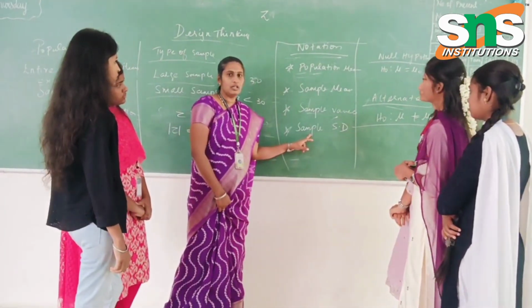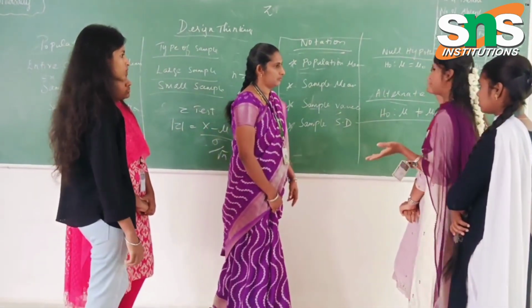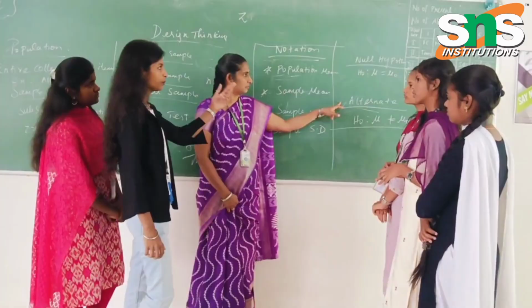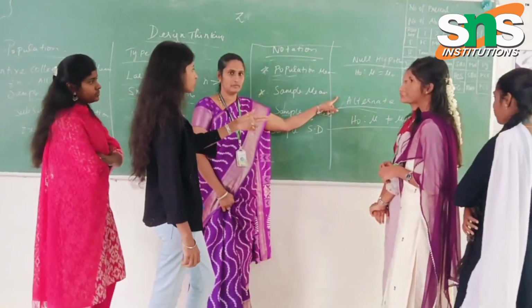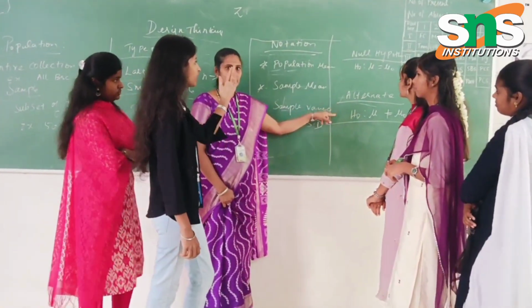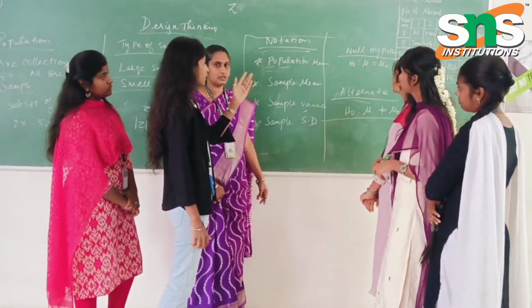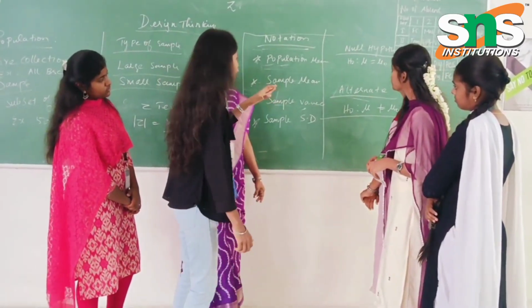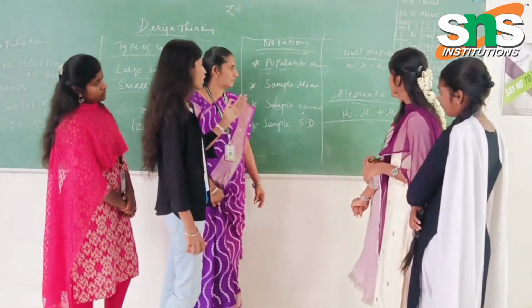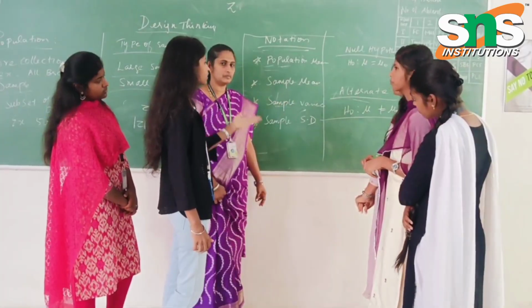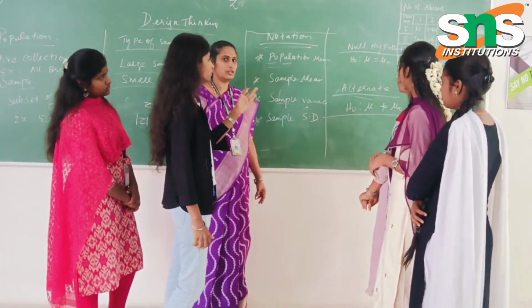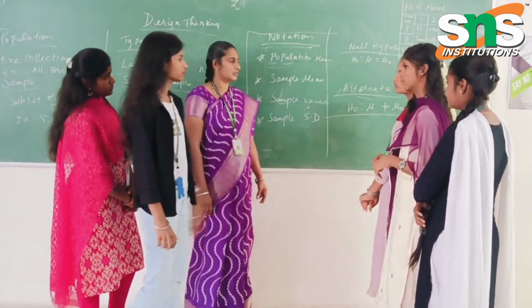What are the types of hypotheses? There are two types of hypotheses: null hypothesis and alternative hypothesis. The null hypothesis is H naught: mu equals mu naught. The alternative hypothesis is H1: mu not equal to mu naught.